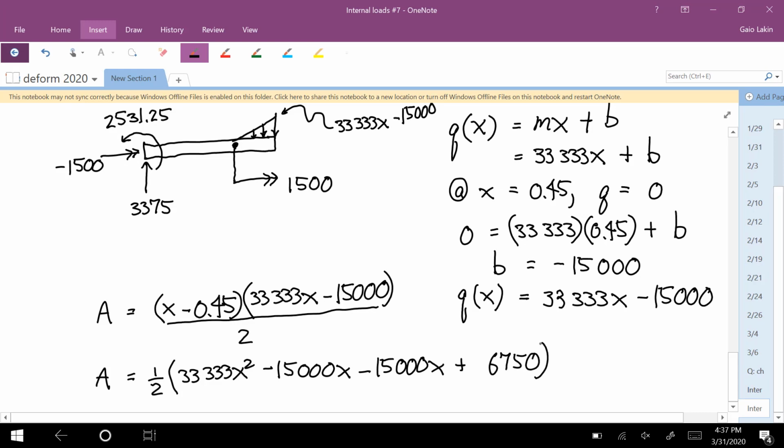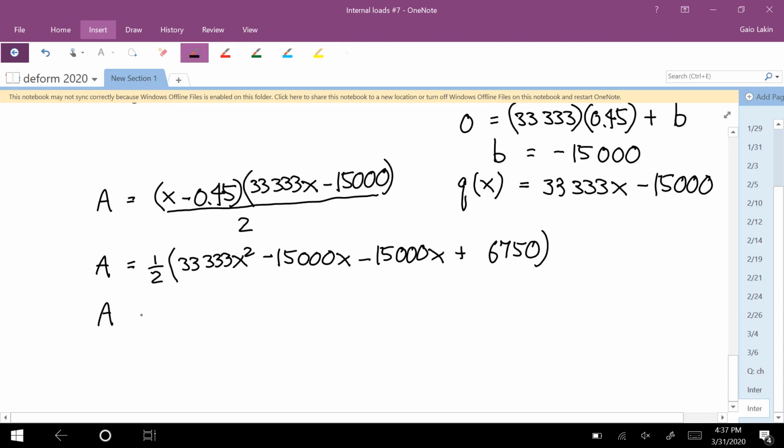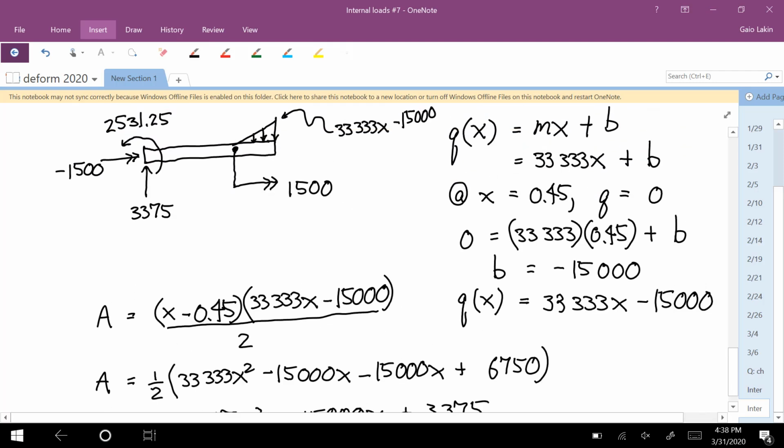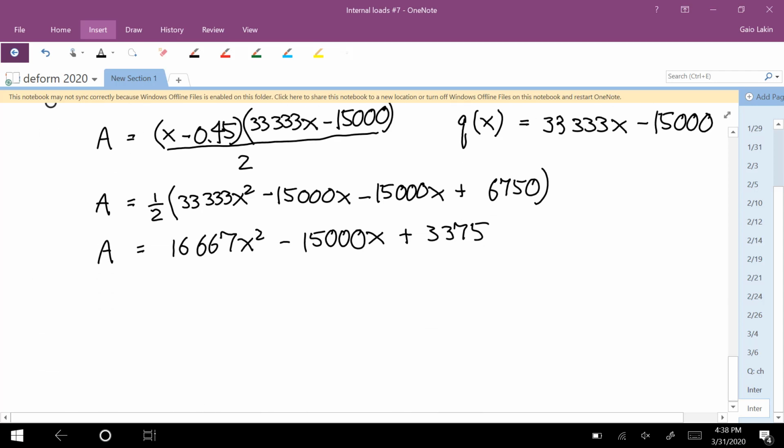Okay, we still have to divide all these by 2. So A is equal to 16,667 x squared minus 30,000 divided by 2, 15,000 x plus 3,375. Okay, so that's the magnitude of that distributed load, and the location is, well, it's 0.45 plus 2/3 of the quantity x minus 0.45.